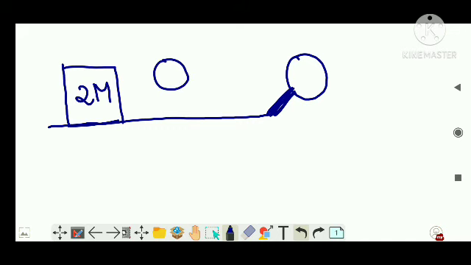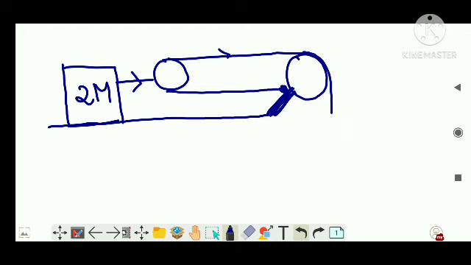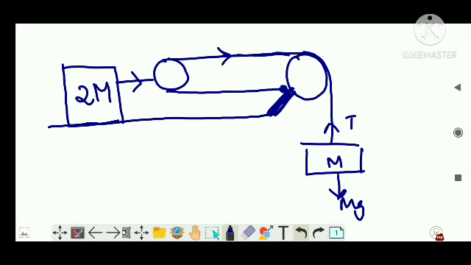Let's say there is a movable pulley, and it has one string connected to this stand. Clear? So there will be tension, and this is part of the same string. Let's say another mass m is connected here. So there will be mg downwards and tension T upwards, and the same string goes here with tension T, so these give 2T on the pulley.